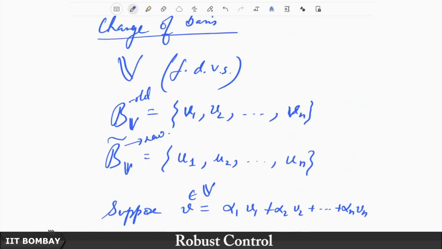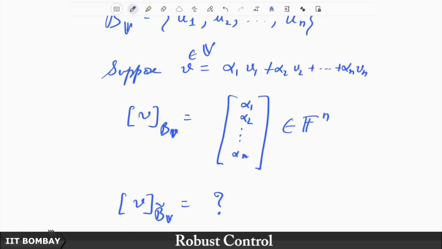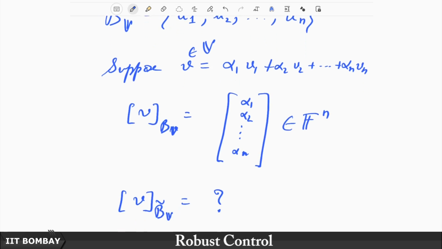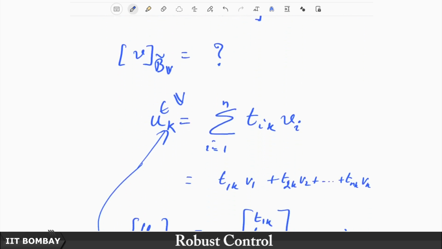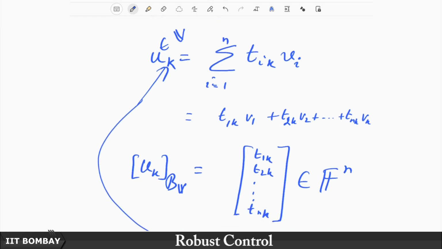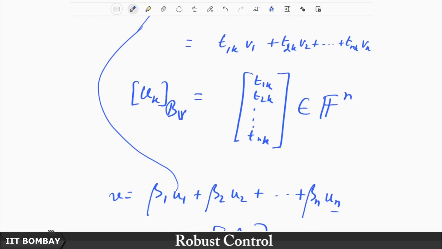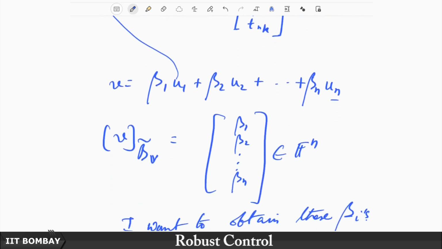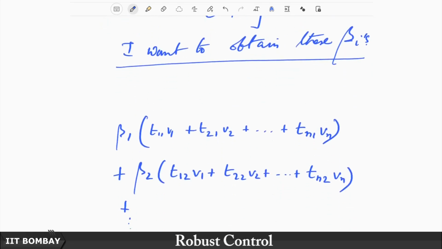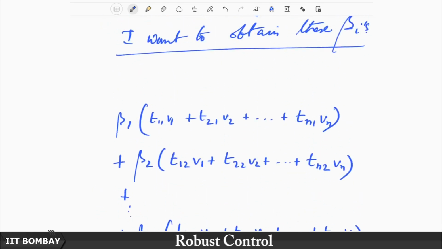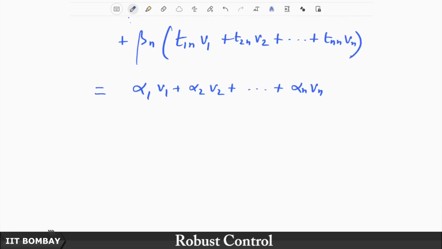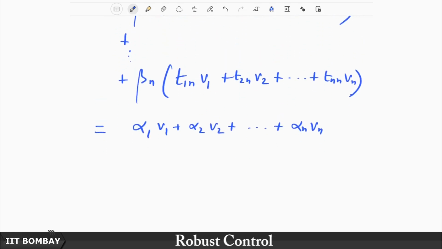So far I'm doing good, I hope. We have the representation in terms of BV of the vector, which is given by the alphas. We have the representation of each u in terms of the elements in BV, which is given by this. And now we want to find the representation of this arbitrary vector v in terms of B tilde v.